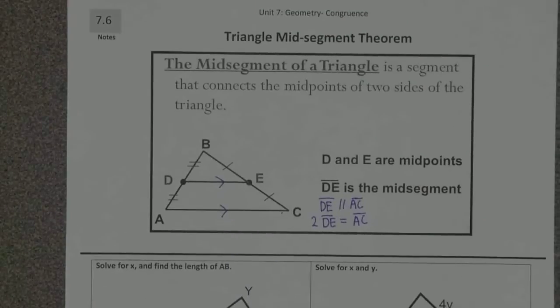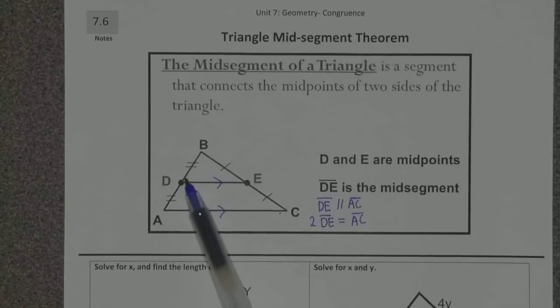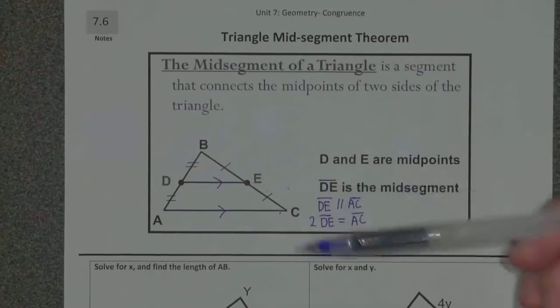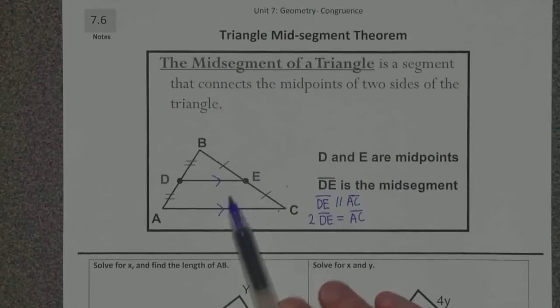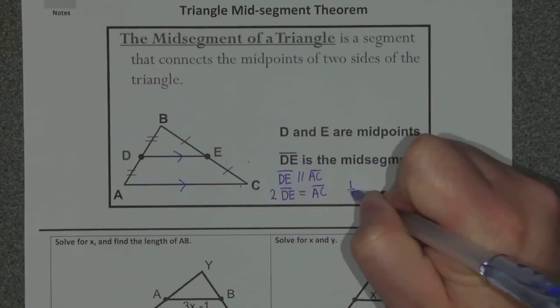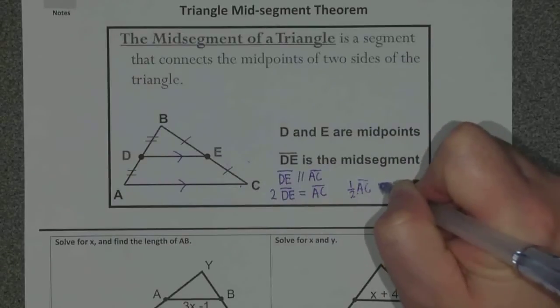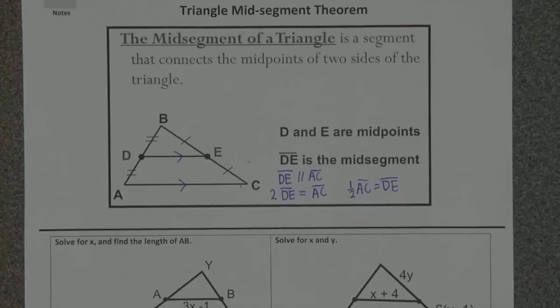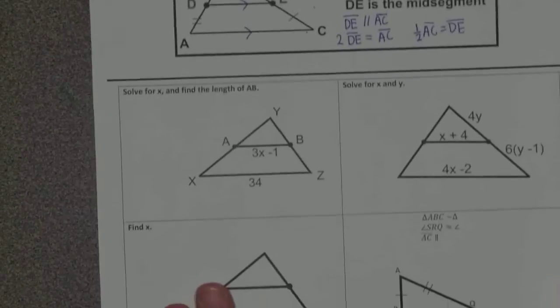That's a hard word to say for some reason for me. It divides the two sides of the triangle into two equal pieces and is parallel to the third side and is half the size of the third side. So you could write it this way, 2 times DE equals AC, or you could write it as 1/2 of AC equals DE, right? Those two rules mean the same thing. You could write it either direction, okay? So what we're going to do today is we're going to use this rule of a mid-segment to just solve for the missing variable in some problems.